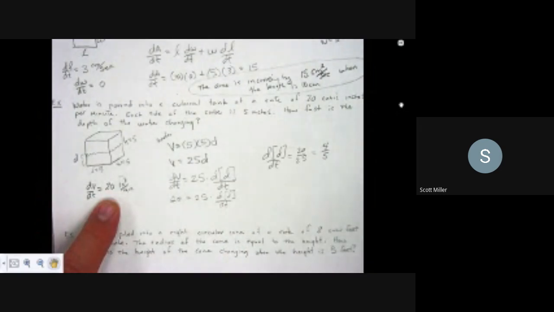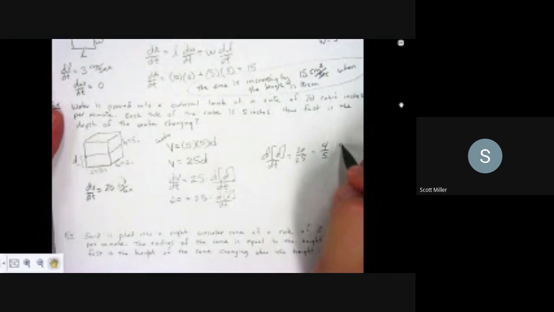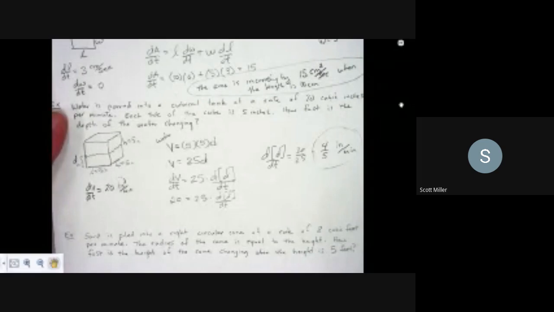Okay. Now, this depth is a single unit. Volume is a cubic unit. Area was a squared unit. This is a single unit. So what are the units on our answer over here? Well, they're all in inches. So this is 5 inches, 5 inches, 5 inches. This is in inches. So this is going to be inches per minute. And so that would be my answer for this one.